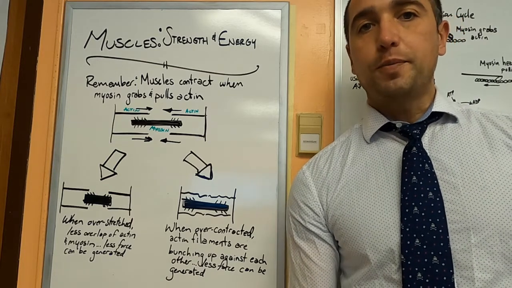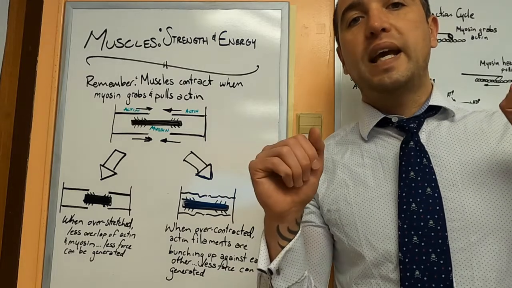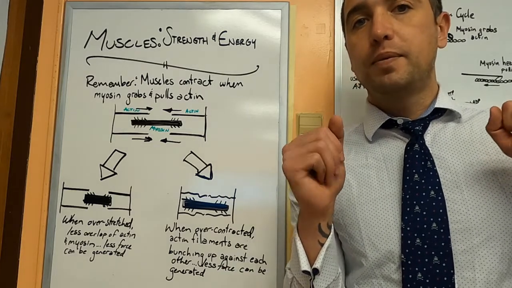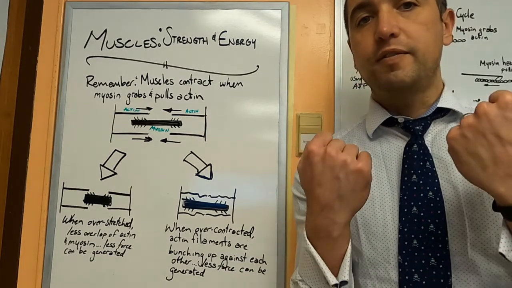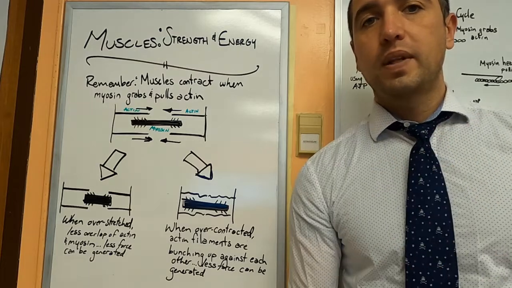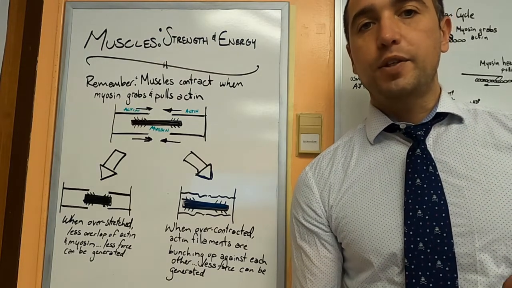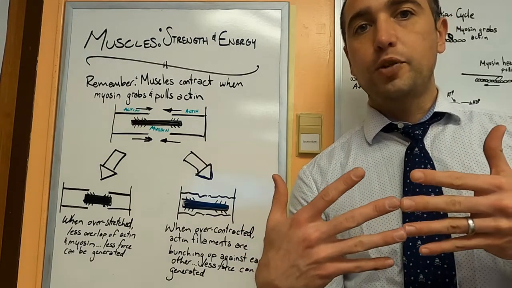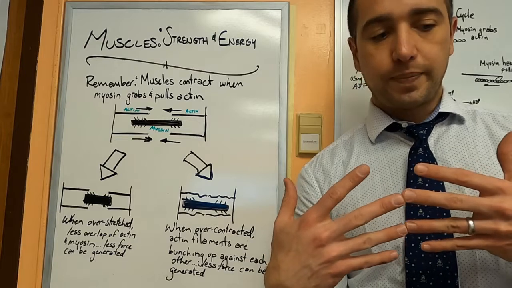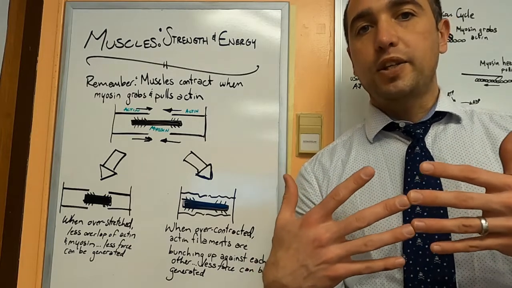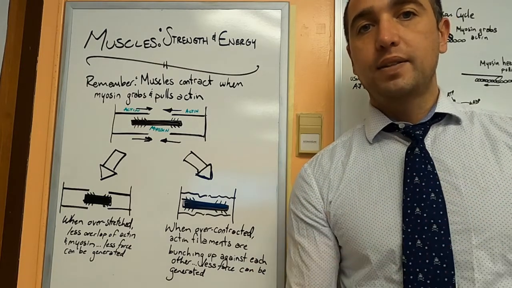At the other end of the spectrum, when you are almost at the end of your chin-up, your pull-up, or when you are almost at the end of your curling, the actin fibers are so close to each other that they start to bunch up and push against each other. And that pushing against each other makes it harder to further contract.